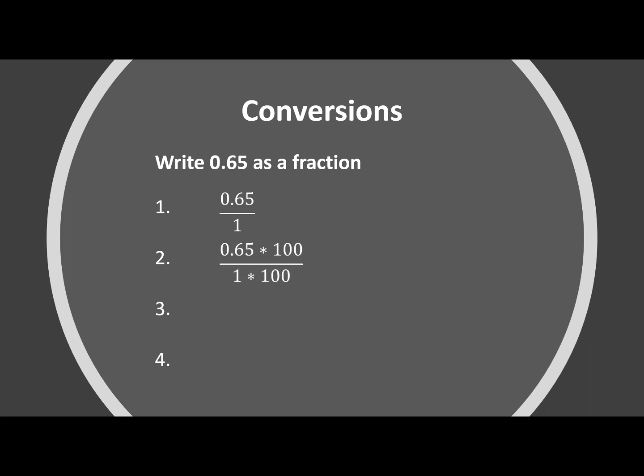And if you take 0.65, multiply it by 100, you get 65. 1 times 100 is 100. So we have the fraction 65 over 100. Now this does reduce. 5 will go into 65 and 5 will go into 100. So if we divide 65 by 5 and 100 by 5, we get the simplified fraction 13 over 20.